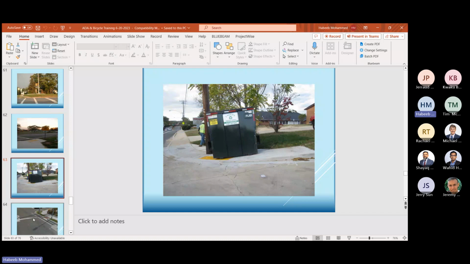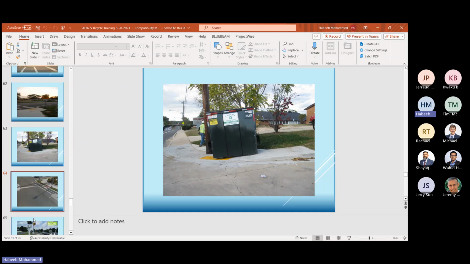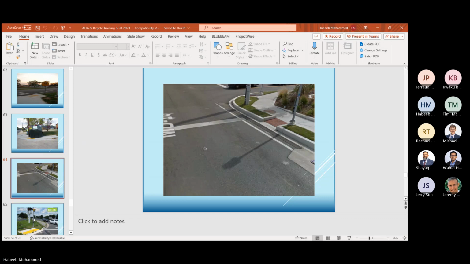How about this one? Tim, you want to say something about this one? I think everyone understands. You cannot access it. You have this dumpster over there on top of it, and I'm not sure if you have that clear 5x5 landing area, or at least the 36-inch minimum also doesn't look like you have it. Yep. How about this one? Anyone?